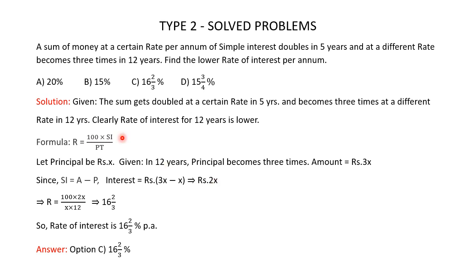Now substituting these values in the formula here, we get R is equal to 100 multiplied by 2x divided by x multiplied by 12. On solving this, we get R is equal to 16 2 by 3. So the rate of interest is 16 2 by 3% per annum. The correct answer is option C, 16 2 by 3%.